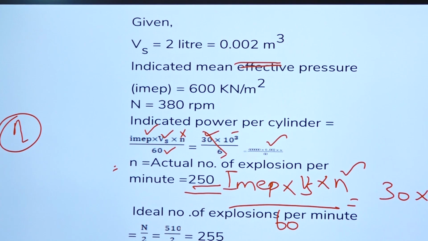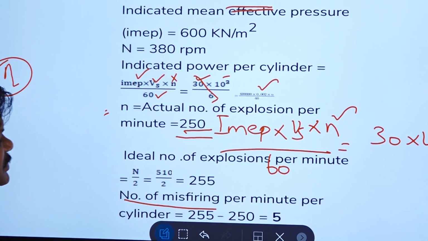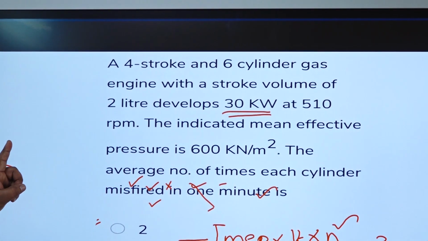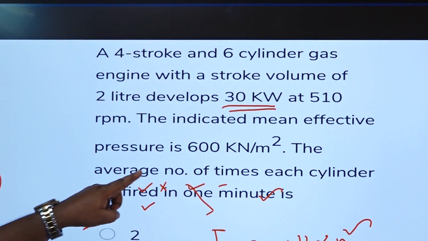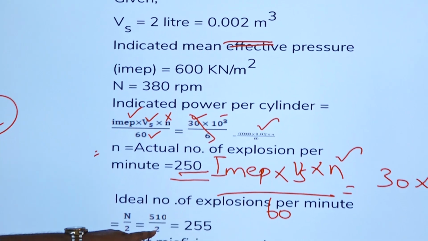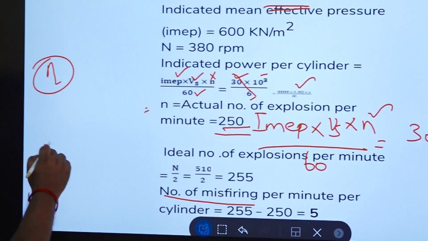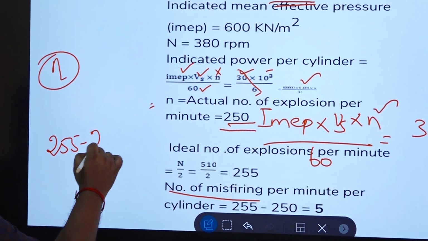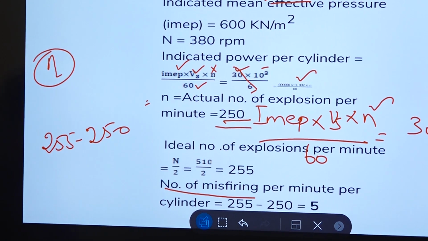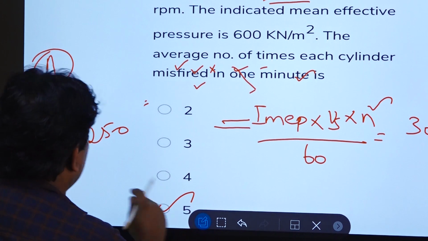So now you have to find the ideal number of explosions, in order to find the number of misfirings. It is a 4-stroke engine, and the speed is given as 510 rpm. So you divide 510 by 2, which is 255. Now if you subtract the number of actual explosions, that is 250, the answer is 5. So the option is 5.